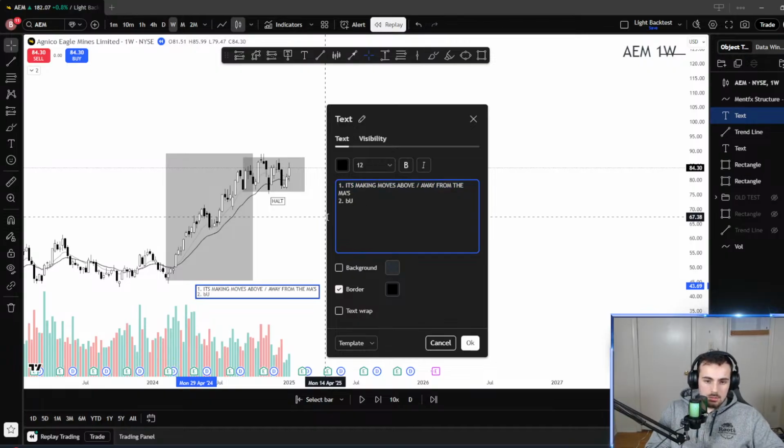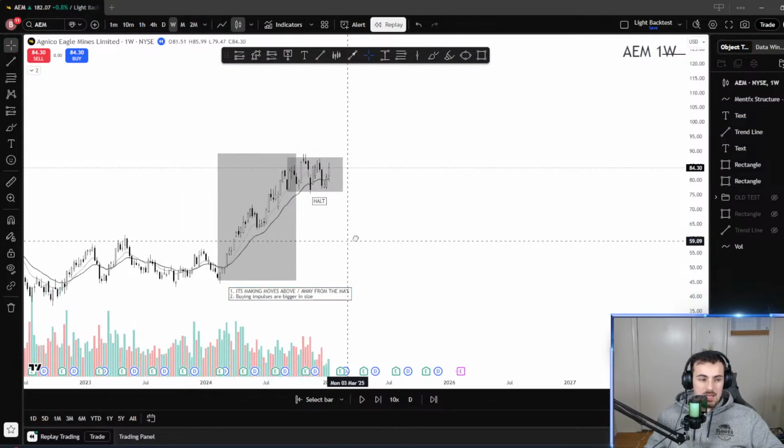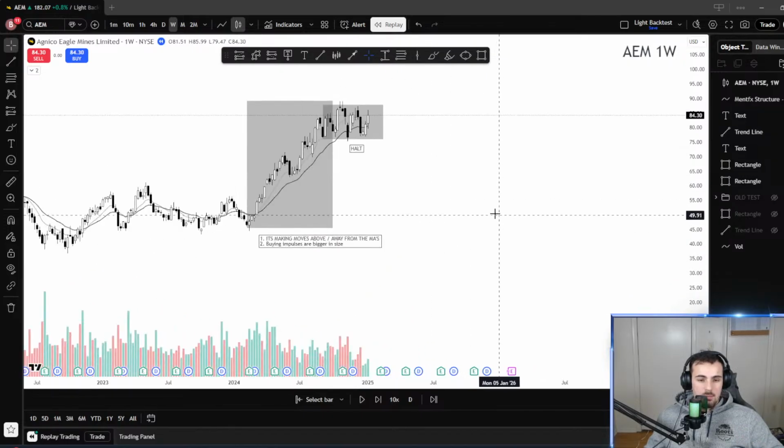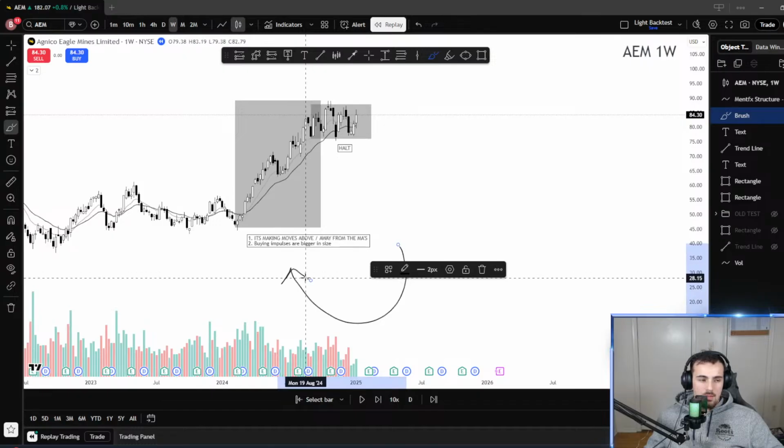Buying impulses are bigger in size. Those are two big things that you can write down for yourself, because if you start noticing these things in your own testing, then the way you identify trends is going to become much more consistent, and you're going to be able to start identifying better pieces of price you can actually enter in.